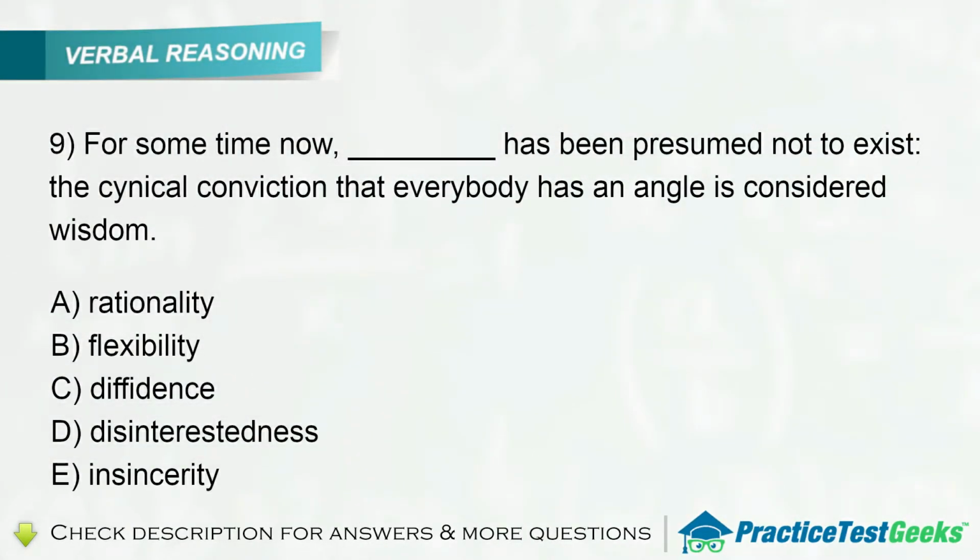Question 9. For some time now, blank has been presumed not to exist. The cynical conviction that everybody has an angle is considered wisdom. A. Rationality. B. Flexibility. C. Diffidence. D. Disinterestedness. E. Insincerity.